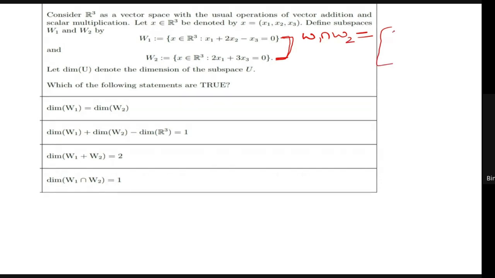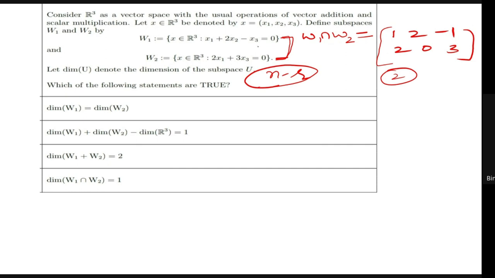So with the help of these equations we can write the matrix 1, 2, minus 1, 2, 0, 3. And whenever you have to find the dimension of the linear system, there is a formula n minus r. We have just combined these linear equations, so the rank of this matrix is 2. To find the dimension of the linear system, it is n minus r, where r is 2 and n is 3. That is 1. The dimension of W1 intersection W2 equals 1.